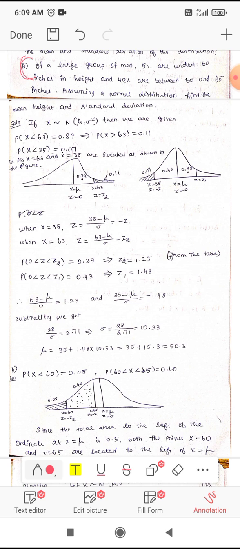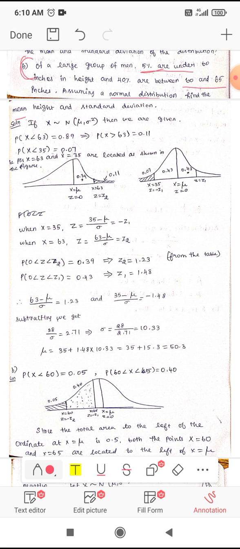Of a large group of men, 5% are under 60 inches in height and 40% are between 60 and 65 inches. Assuming a normal distribution, find the mean height and standard deviation. Given that we have to follow the normal distribution, the men whose height is under 60 inches are 5%, and those with height between 60 and 65 are 40%. We have to find the value of mean and standard deviation.